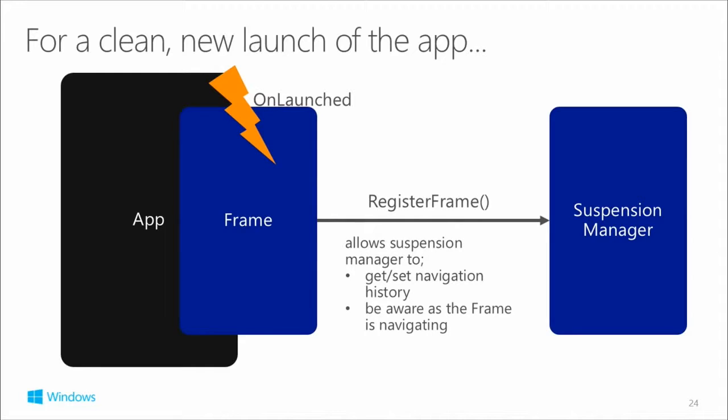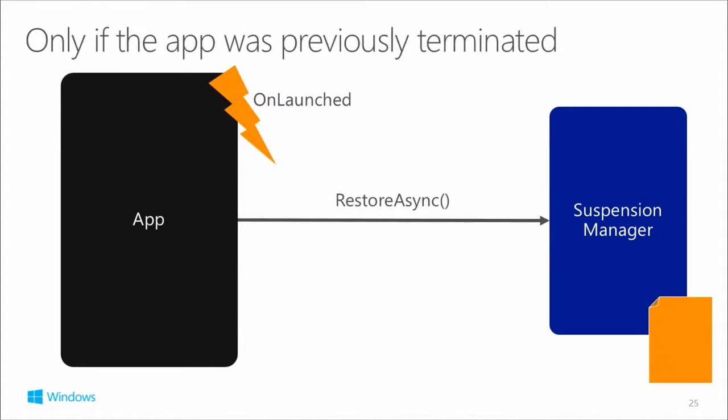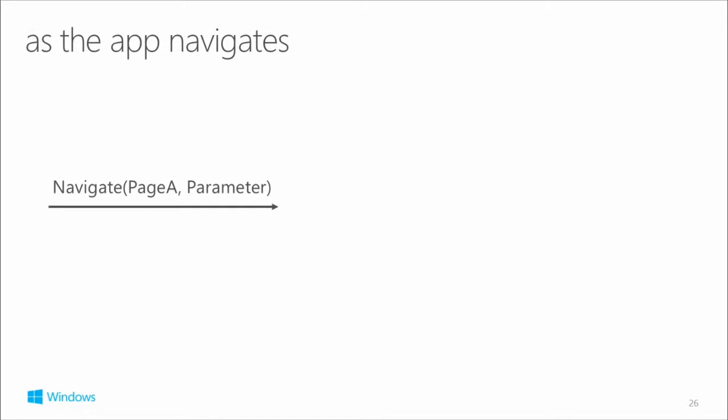There's a method you call in the suspension manager to register the frame, and that ties the suspension manager in and allows it to get and set the navigation history on a resume from termination, and it keeps aware of that as the frame is navigating. The suspension manager is responsible, on suspension, for saving all that data away into permanent storage.